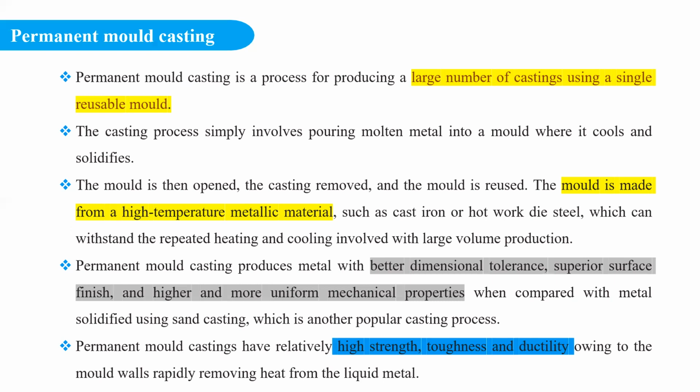The main advantage of permanent mold casting is that the parts made from it will have better dimensional tolerance, superior surface finish, and more uniform mechanical properties. These are the main advantages of permanent mold casting, and for this reason we go for it. Not only that, it also has high strength, toughness, and ductility owing to the mold walls rapidly removing heat from the liquid metal.